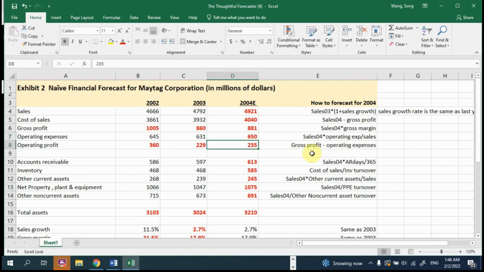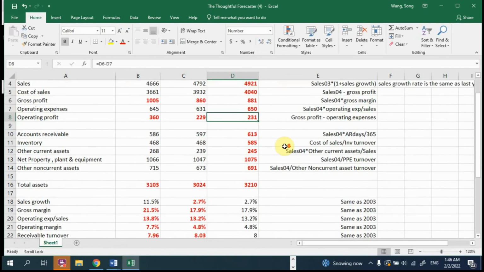And for the operating profit, we just do a subtraction. Gross profit minus the forecasted, well, they're both forecasted, minus operating expenses. So that's your number. Okay, I think we are making good progress here.